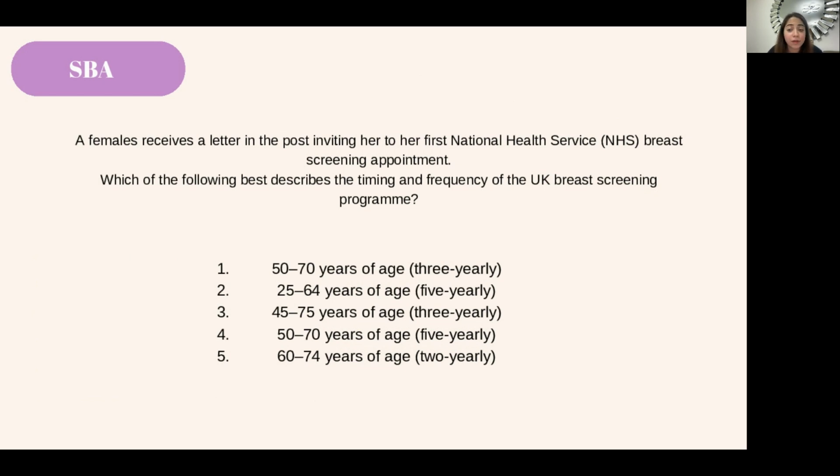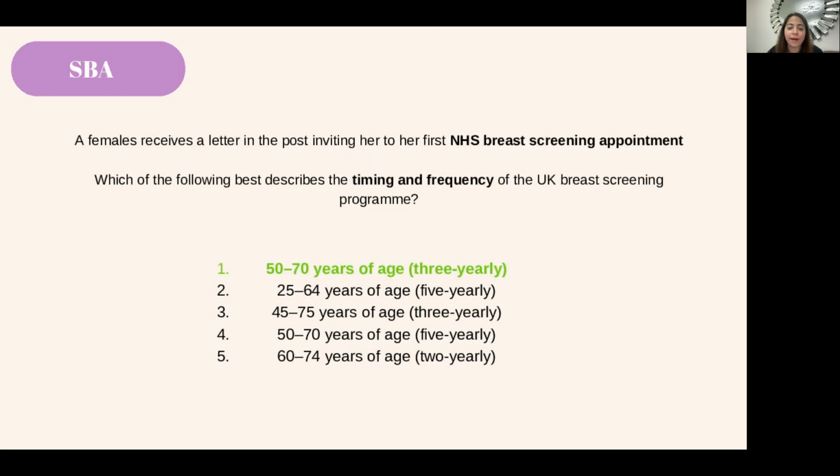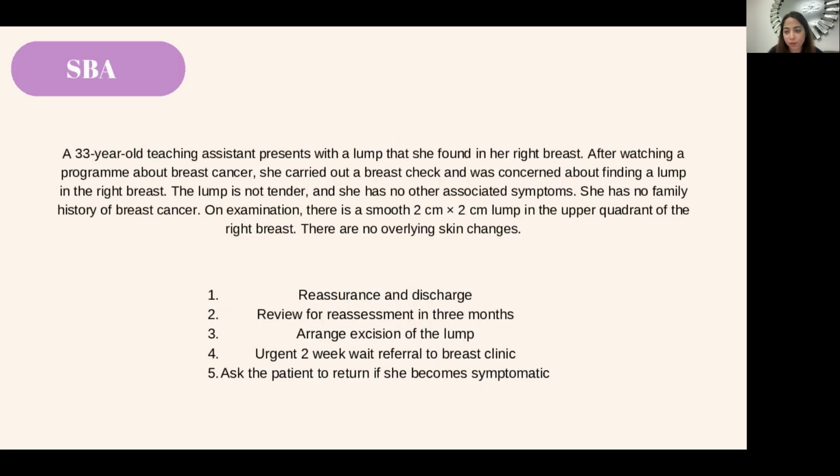Okay, so most of you went for the right answer, which is option number 1, and that's the timing and frequency being 50 to 70 years of age, and that's every 3 years. I'll go on in the next couple of slides to talk about the screening further, so I'll explain to those who chose the other options why number 1 was the correct answer. And then we have another question coming up, so I'll put the poll up for that as well. I'll give you guys a couple of minutes for that.